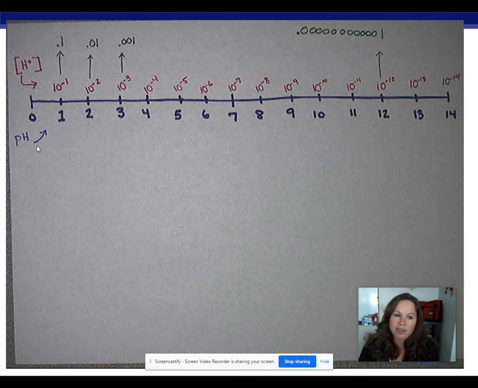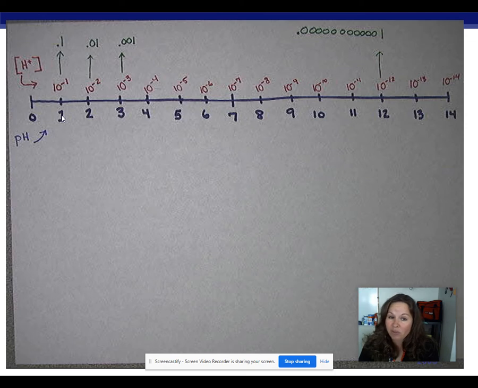Anything below 7 is acidic and has a lot of H's. Anything above 7 is a base and has a lot of OH's. pH is always based on the concentration of hydrogen ions. Like you see here, the concentration of, there's the brackets, the concentration of hydrogen ions determines the pH. So these numbers above the pH, these are the hydrogen ion concentrations.